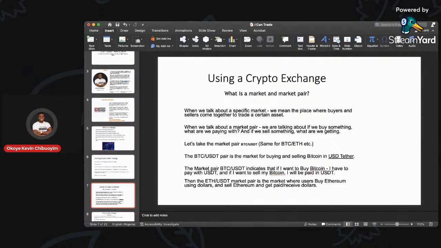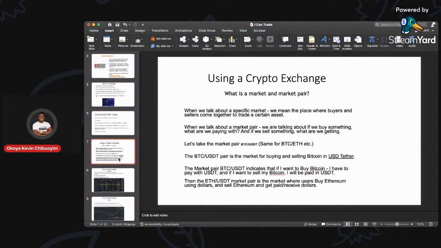So the BTC/USDT pair is the market pair for buying and selling Bitcoin in USDT. As you can see, this is BTC, and then this is USDT. Let me highlight it properly. So this is BTC/USDT. When you sell BTC, you get USDT. When you sell USDT, you get BTC. Just like the slide rightly says, the market pair BTC/USDT indicates that if I want to buy Bitcoin, I have to pay with USDT. And if I want to sell my Bitcoin, I will be paid in USDT. Then the Ethereum/USDT market is where users buy Ethereum using dollars and sell Ethereum to receive dollars. So that's basically what a market pair is.